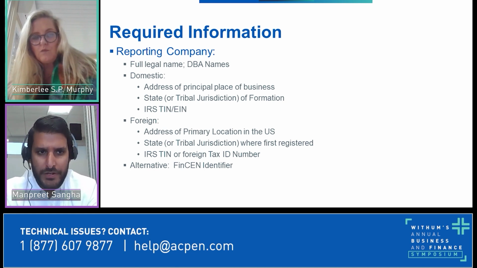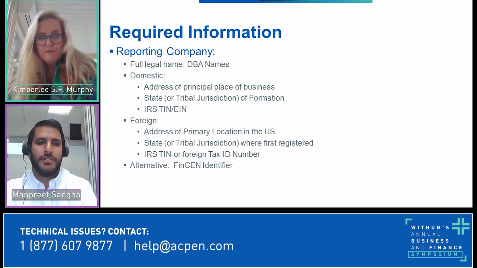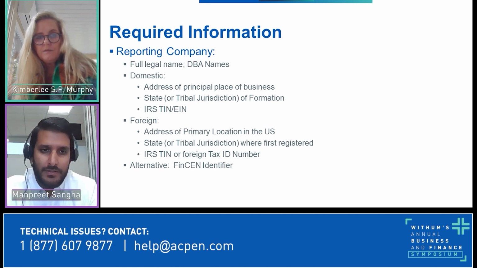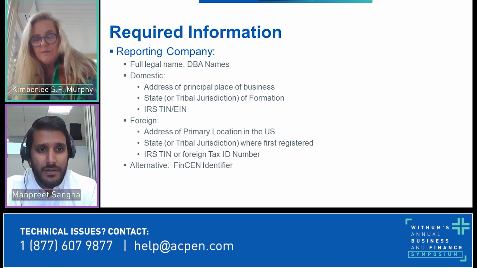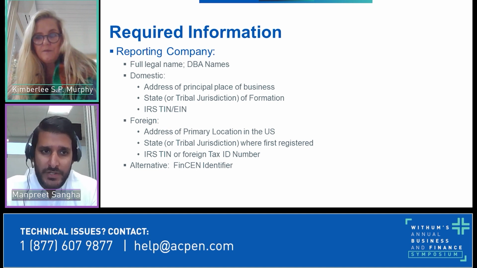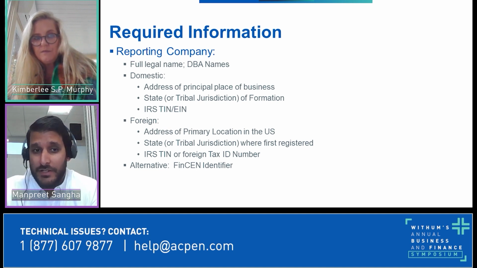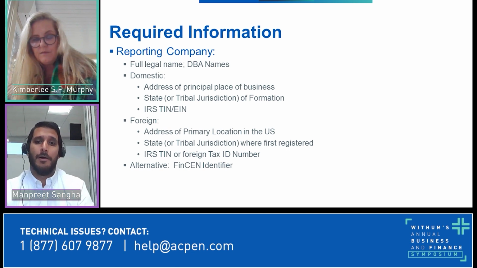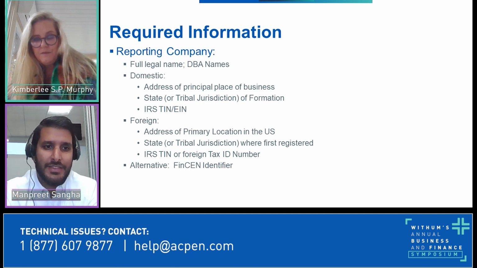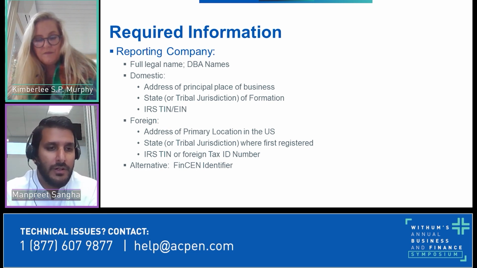So in terms of required information that the reporting company needs to disclose: full legal name, that should be obvious, DBA names, for the domestic companies, the address of the principal place of business, state of formation, and the IRS EIN or tax ID number. That IRS tax ID number is an interesting one because that's usually applied for as part of the formation process. So again, just pulling all that information together in one place, you'll see that being the consistent theme here.